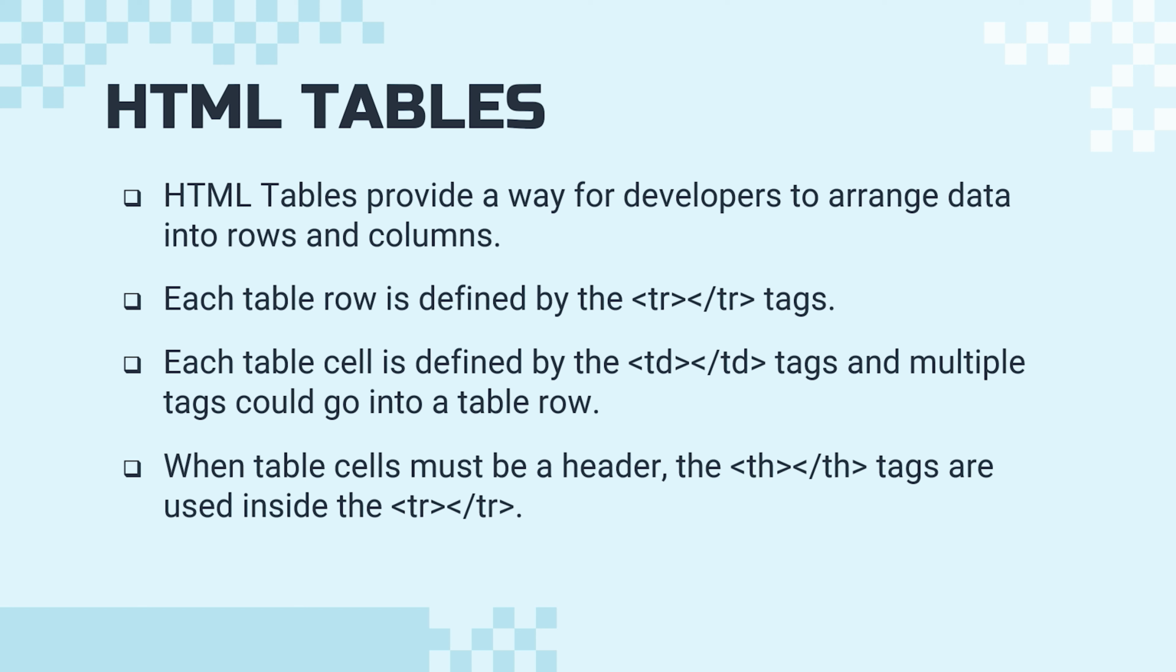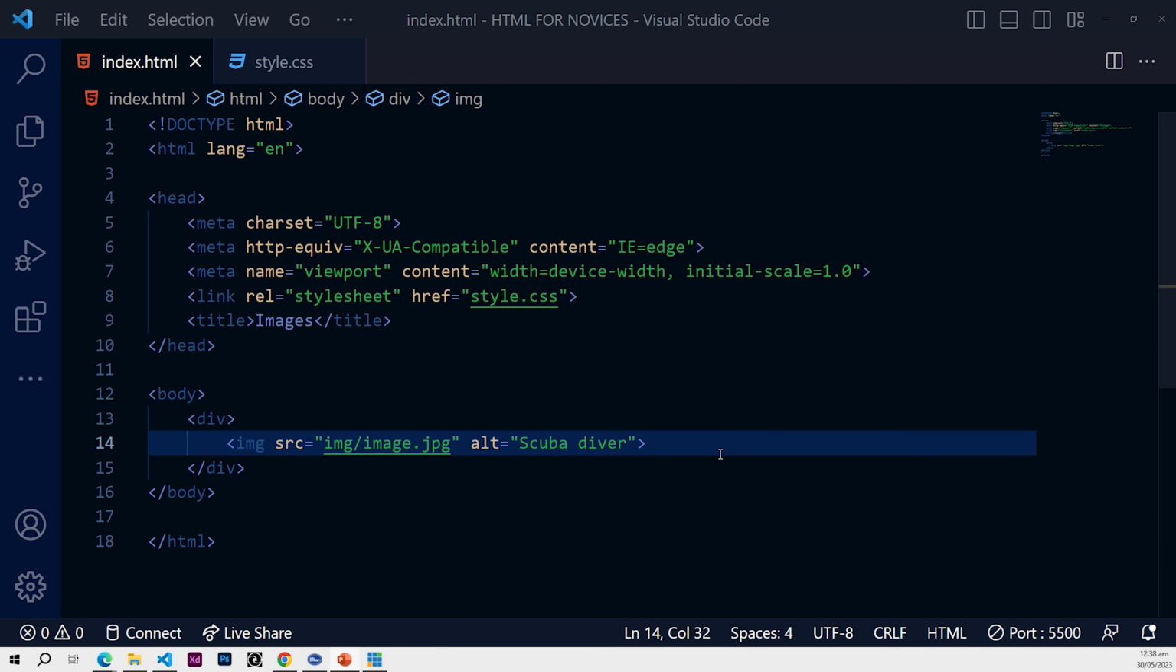And when a table cell must be a header, the th tags are used inside the tr instead of the td, which stands for table data. Now that we have this info, we're going to go straight into Visual Studio Code to get some practice.